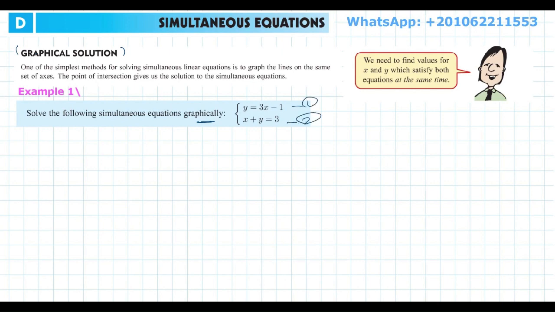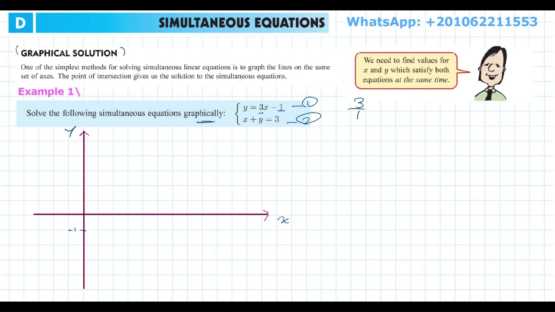First of all, I'll draw the coordinate plane. Here, I'll draw the y-axis. Then after that, I'll draw the x-axis. Then after that, I'll graph the two equations. The first one, here we have the y-intercept at -1. This is -1 on the y-axis. And after that, this is the gradient, which is 3 over 1.